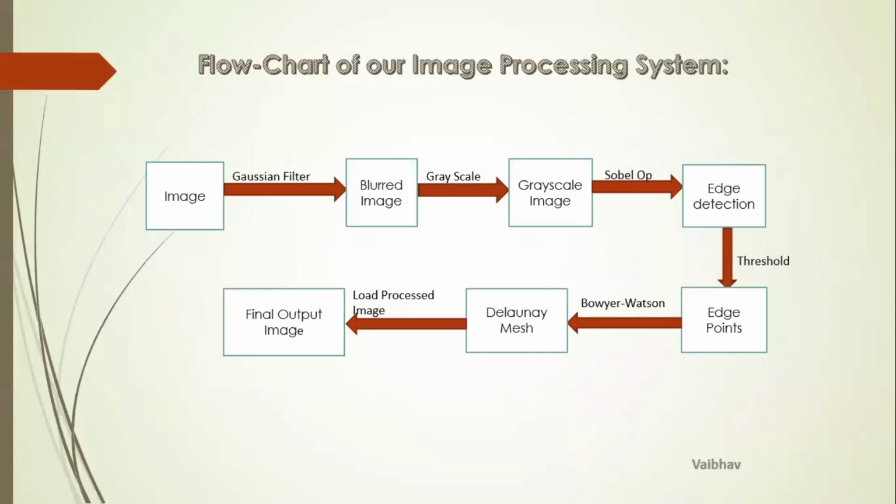This is a flow chart of our image processing application. We have an input image, then we apply a Gaussian filter to it to get a blurred image. The blurred image is then converted into a grayscale image. We apply the Sobel operator on the grayscale image for edge detection. Then a threshold filter is applied to reduce noise and to generate a set of points. Now that we have a set of points, we apply the Bowyer-Watson algorithm to get the Delaunay triangulation of that image, and finally we have the processed output image.